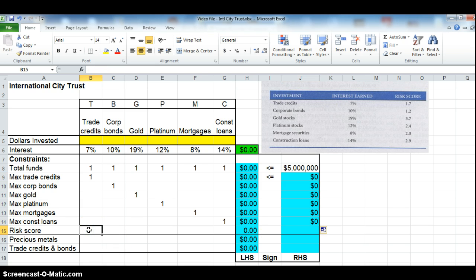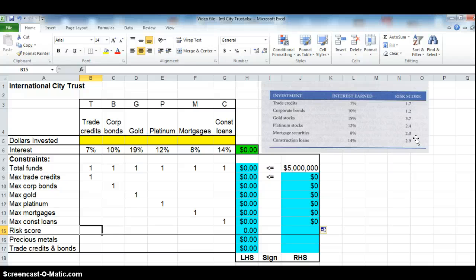Risk score is what we have to fill in for our constraint next. You'll notice that each of these investments have a different risk score, and we want the average risk score for the whole portfolio, for everything that we're investing, to be a 2.